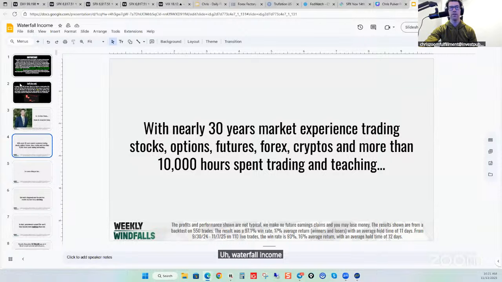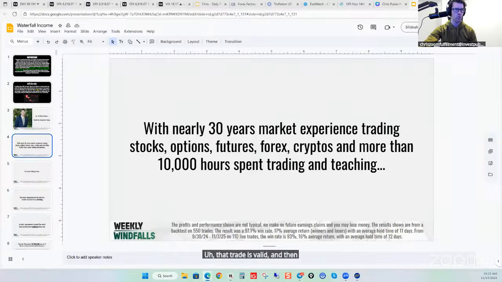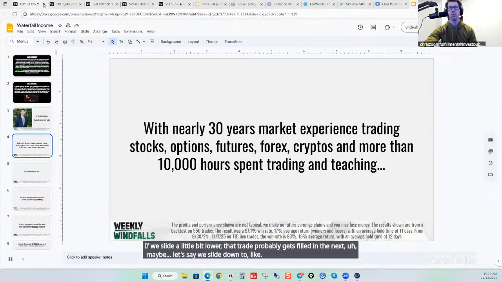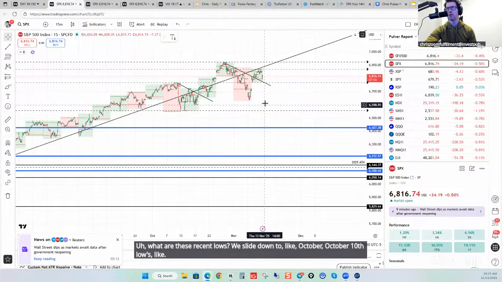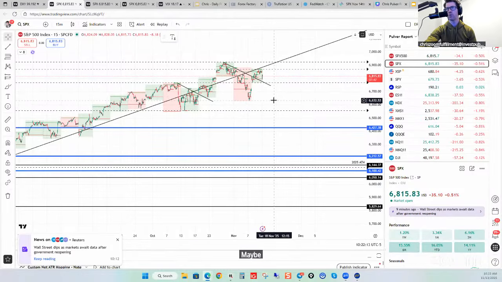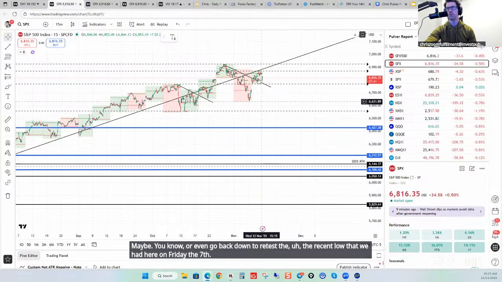Waterfall income, we just had a trade fill today. The waterfall income portfolio took a trade today for 60 cents that just got filled. That trade is valid. And then I still have a pending order at 75 cents we took on Monday. If we slide a little bit lower, that trade probably gets filled. Let's say we slide down to the October 10th lows, like 6,600, or even go back down to retest the recent low that we had on Friday the 7th. I think that trade gets filled. So a couple pending orders.